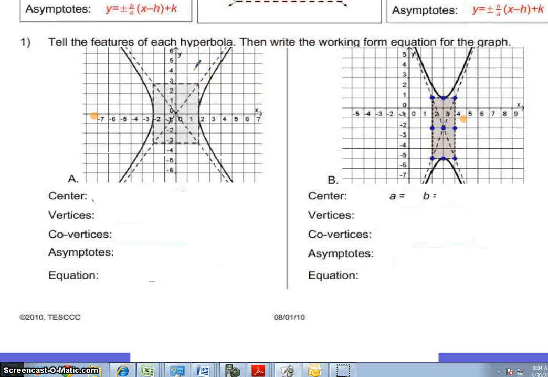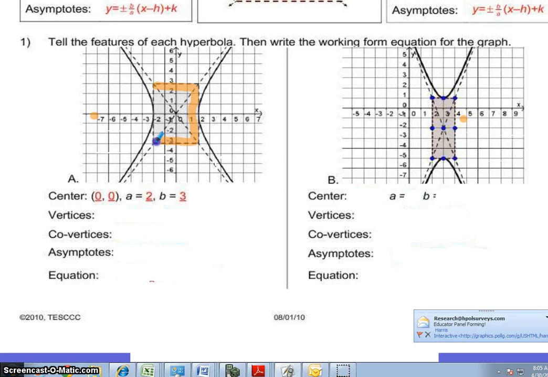Okay, looking at this first hyperbola, I noticed that my center is where? That's correct, it's at the origin. And what do I notice about my A as well as my B point? Can you see that on the graph? My A is at 2 and my B is at 3. It'll help if you look at this little box that they created here to determine what your A and B is. So we're looking at the value here and the value here.